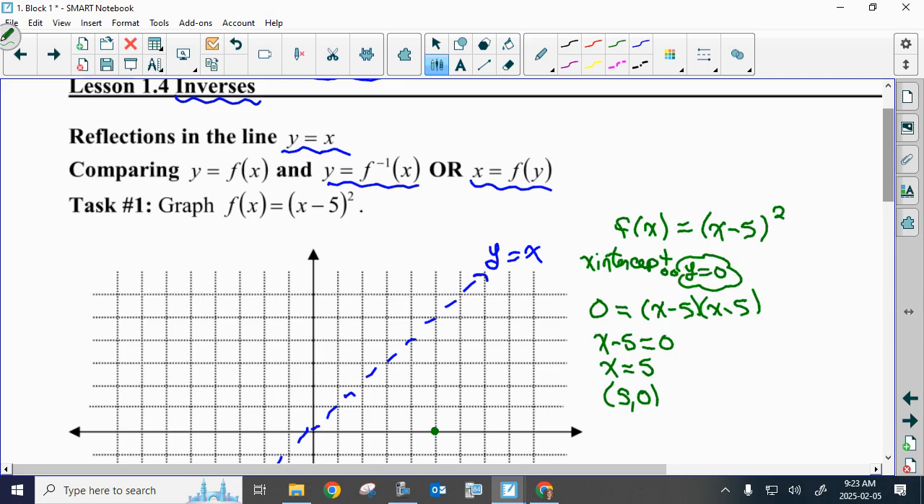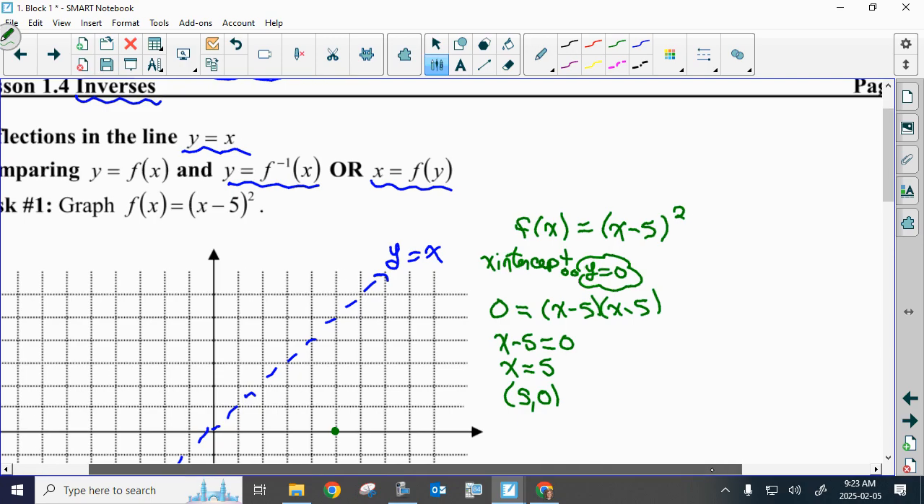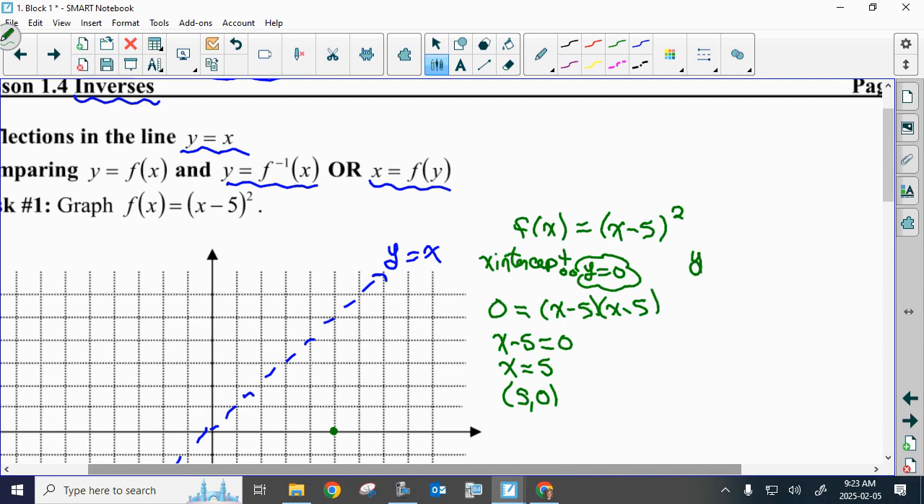Now, if I said y-intercept, what are you guys thinking when I say y-intercept? This is x equals 0, and then this would become like y is equal to 0 minus 5 all squared, so then y ends up being 25. That's not going to be something that we're going to be able to plot on this parabola. But I could find it.